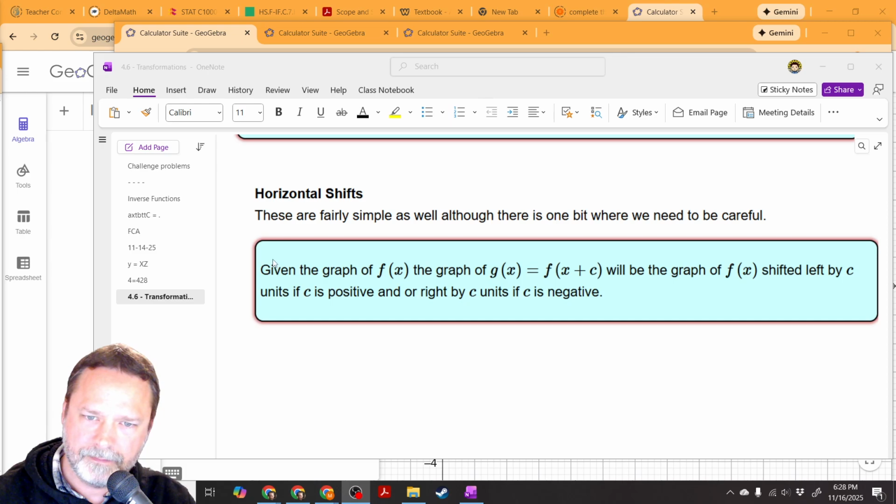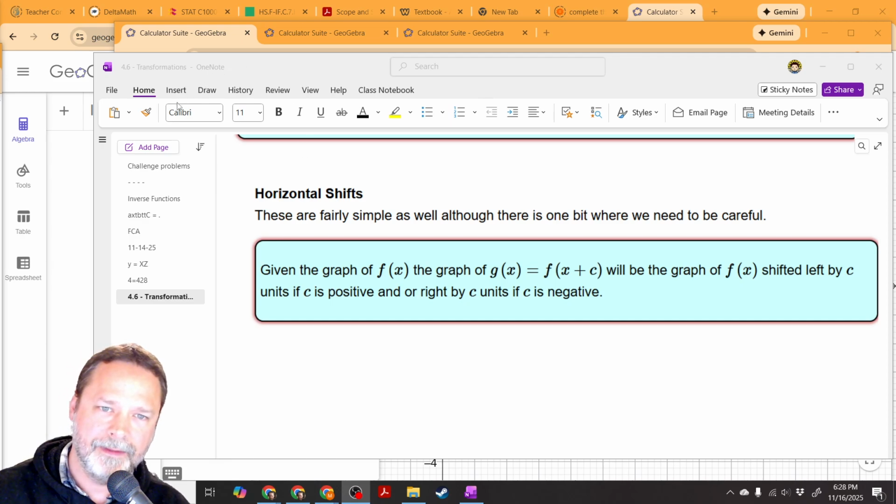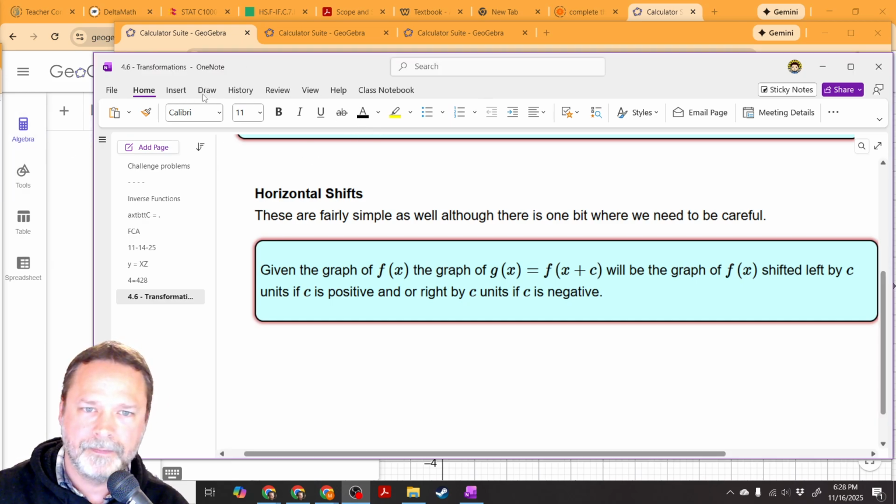So, first off, a horizontal shift. Given the graph of f of x, the graph of g of x equals f of x plus c will be the graph of f of x shifted left by c units if c is positive. So if it's positive, we're moving left. That's weird. We're moving backwards, right? Or right by c units if c is negative. Now, I don't really like this so much. I like to kind of flip it around. I'll be honest with you.